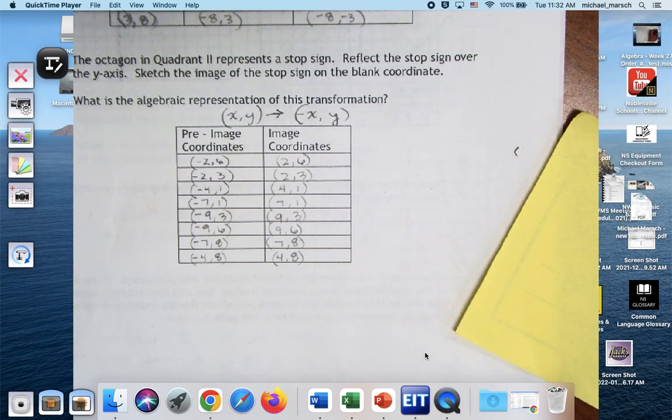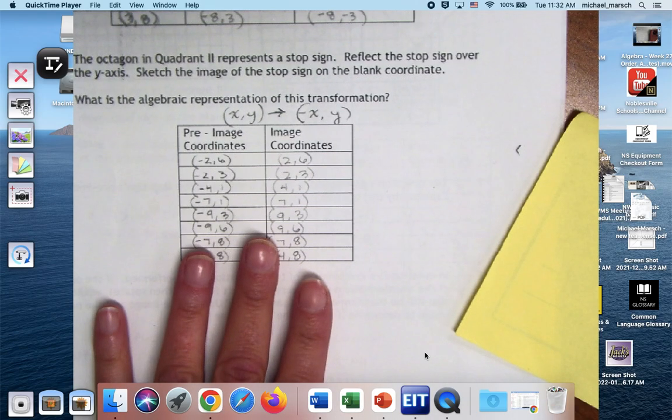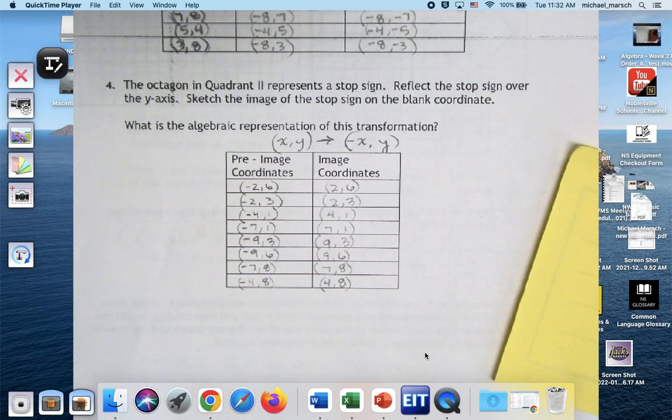Wait, are we supposed to do number 2? We're just working on number 4 right now, and you're graphing it. That's where we are.